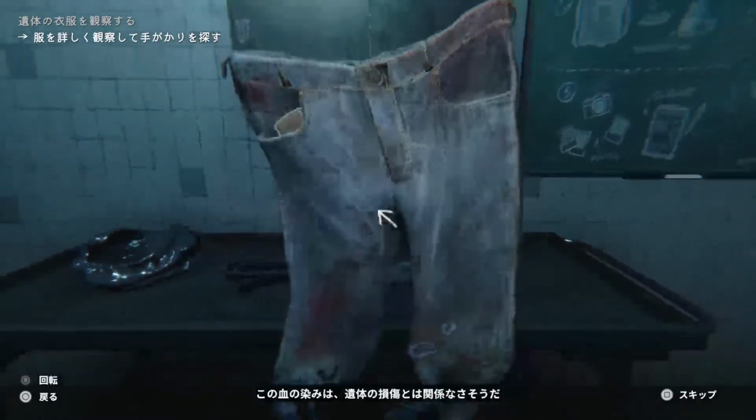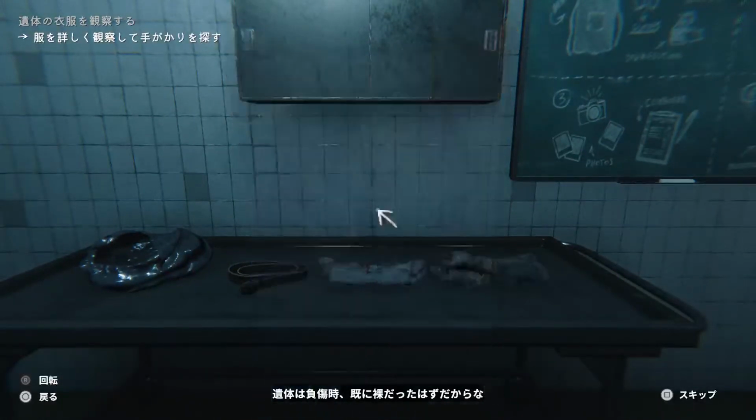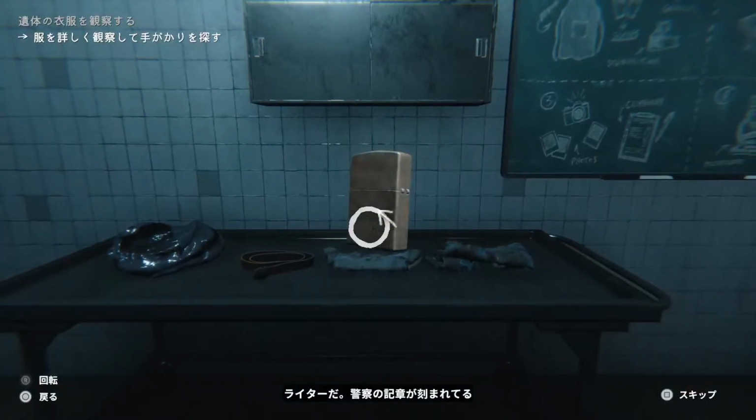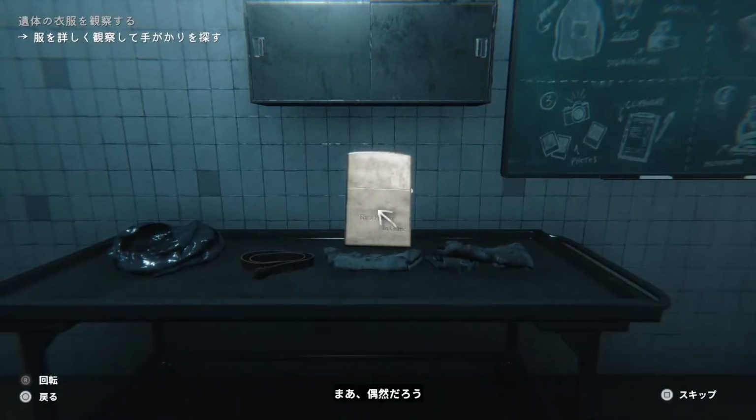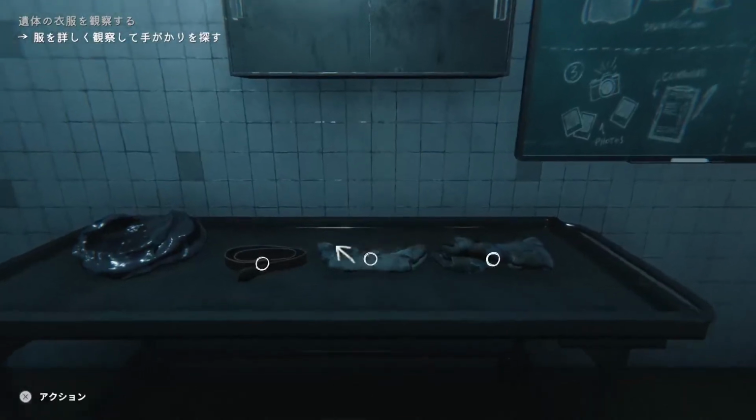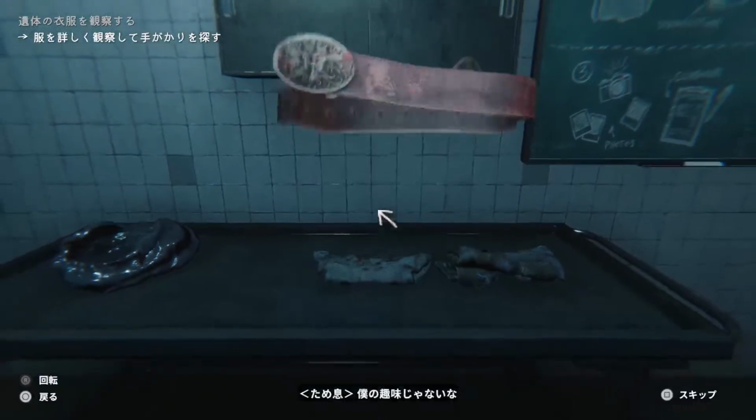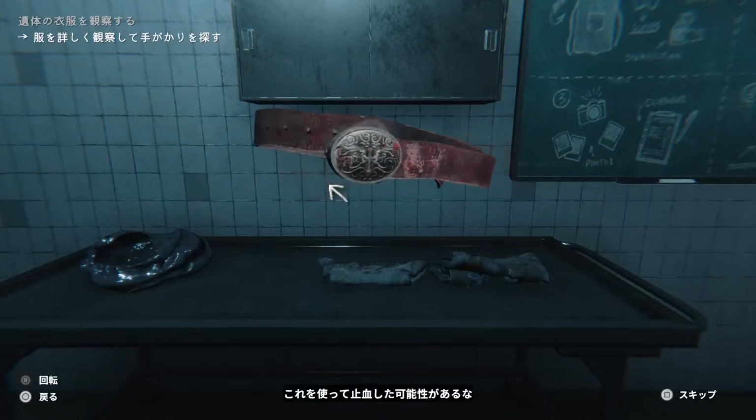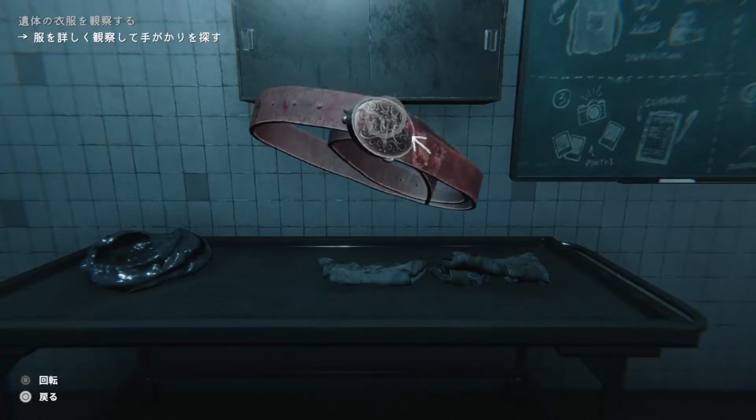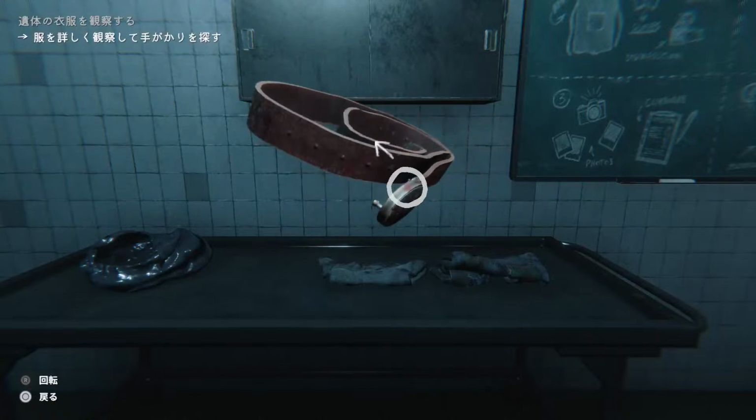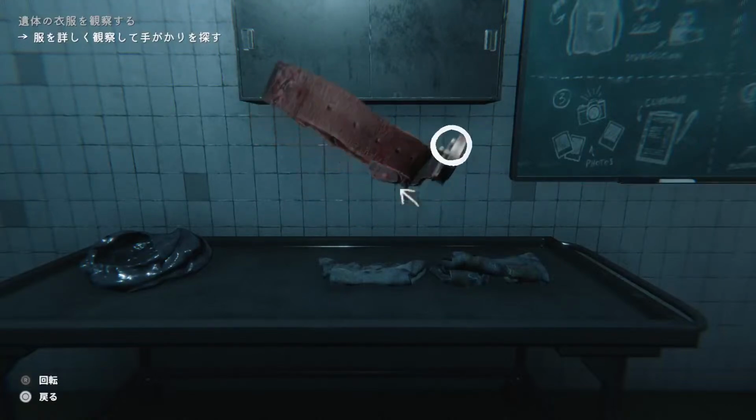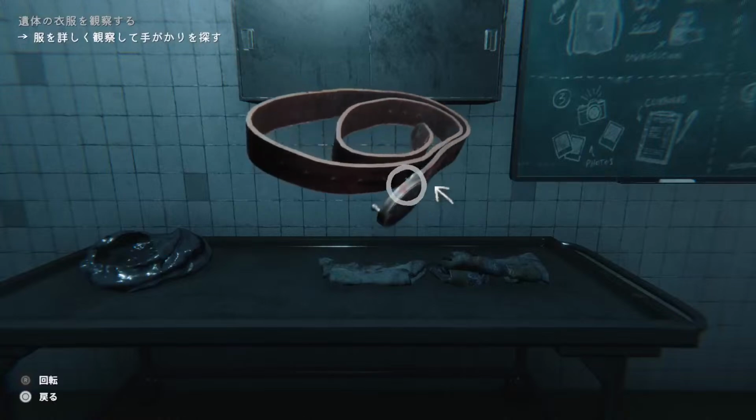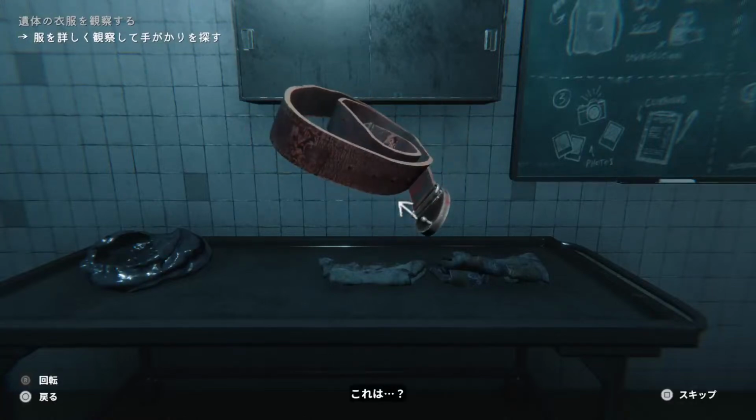The bloodstains don't appear to be related to any injuries on the body. They're just a lighter engraved with the police, and it looks somehow... it's probably a coincidence. Certainly not my style. Traces of blood and plasma. It could have been used to stop or reduce bleeding. Is this?